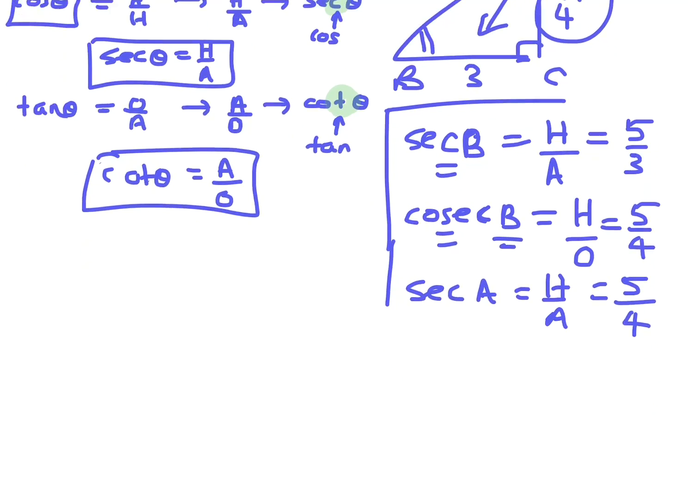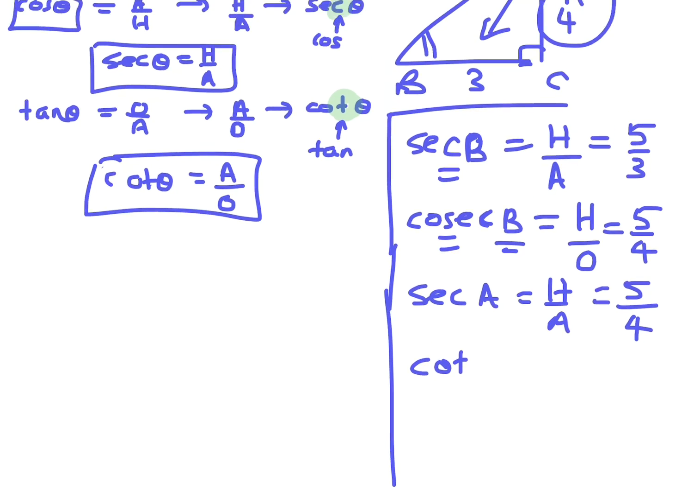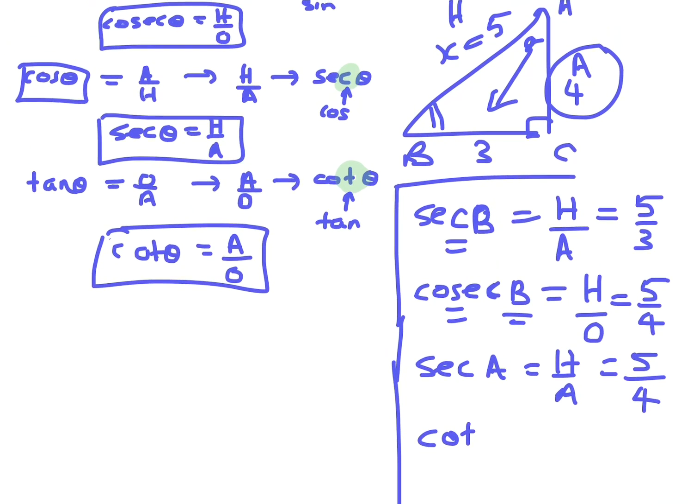And let's just look at cot. Let's make sure you can see the triangle. Let's go cot B. So for cot, go to the third letter, tan. Initially it's O on A, so this is A on O. So that's going to be, and it's B, so it'll be 3 on 4.